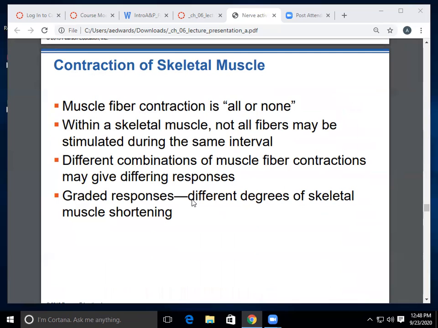All right, so I'll give you a minute, talk with your partner about sliding filament theory before we go on.